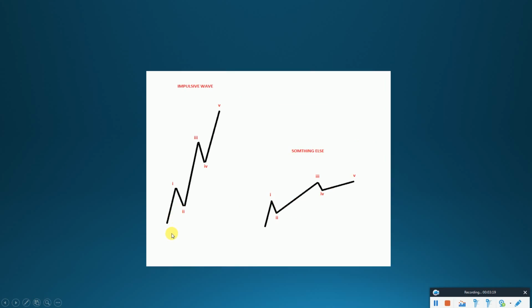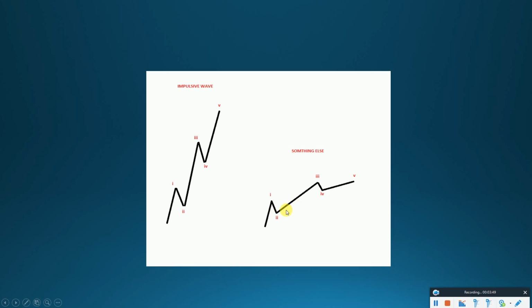Let's look at this. So this is an impulsive wave, wave 1, wave 2, wave 3, wave 4, wave 5 on the upside. Same will be on the downside, just flip the waves. Now you can see that the rules are very much adhered to. Wave 2 does not go beyond wave 1, wave 4 does not come in the territory of wave 1, and wave 3 is not the shortest amongst the 3 impulse waves.